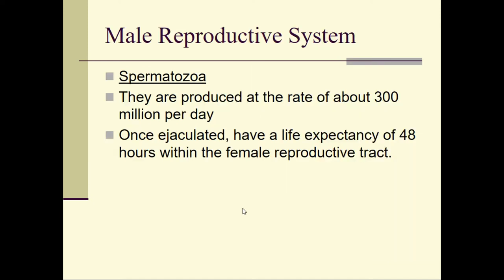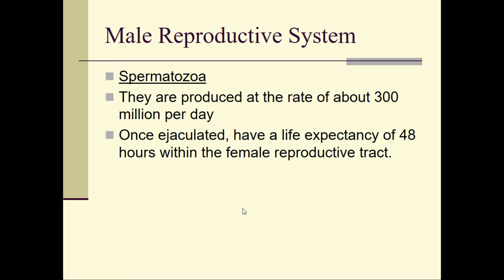Continuing on with the male, as far as spermatozoa or mature sperm cells are concerned, they are produced at the rate of about 300 million per day. That's right. I want to let that sink in for a minute. 300 million sperm cells can be produced in 24 hours. That is just under the population of the United States of America in sperm cells that he can make.